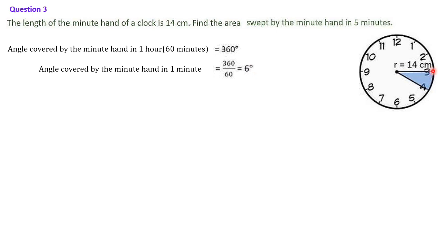But we need 5 minutes, how much angle will it cover? So the angle covered by the minute hand in 5 minutes. In 1 minute the angle is 6 degrees. 5 minutes means 6 into 5, that is equal to 30 degrees.